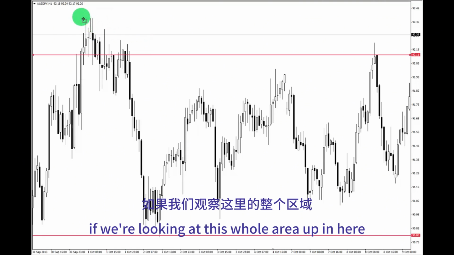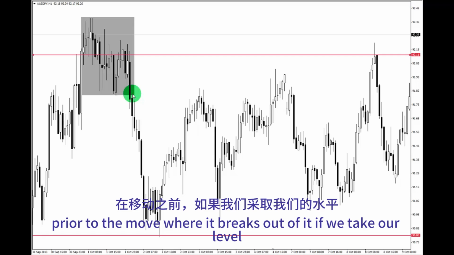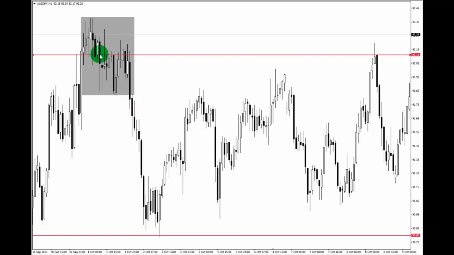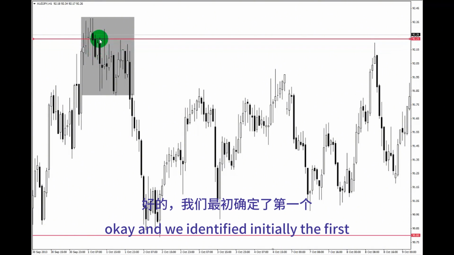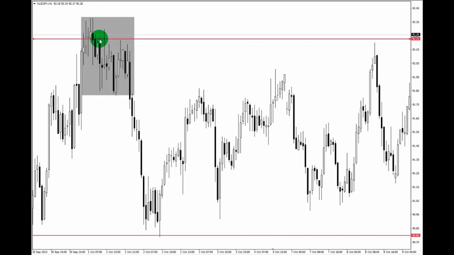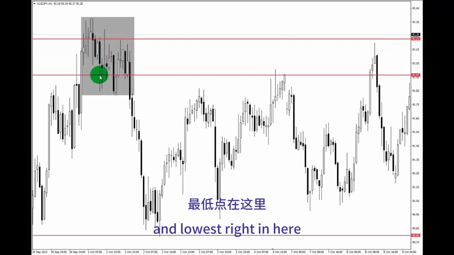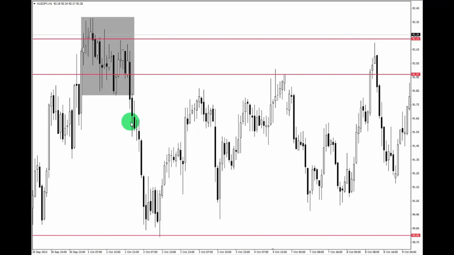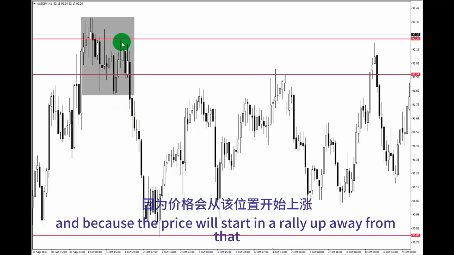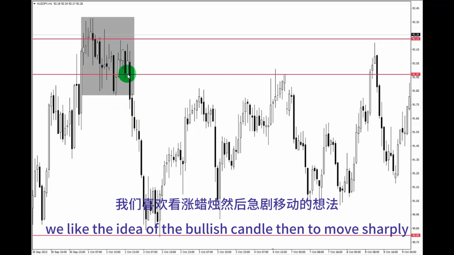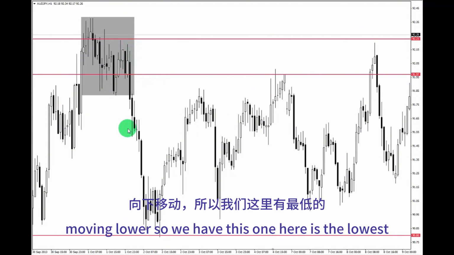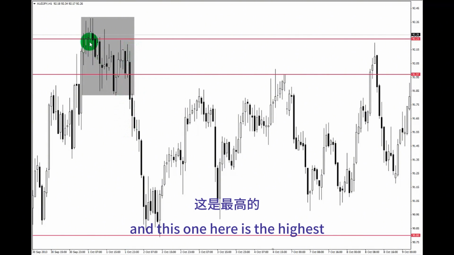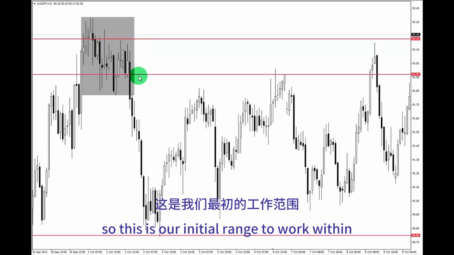If we're looking at this whole area up in here prior to the move where it breaks out of it, if we take our level, and we identify initially the first and lowest right in here. This is the lowest of the bullish candles prior to the move lower. Okay, we don't use this one because the price was starting to rally up away from that. We don't like that idea. We like the idea of the bullish candle, then the move sharply moving lower. So we have this one here is the lowest, and this one here is the highest. So this is our initial range to work within.